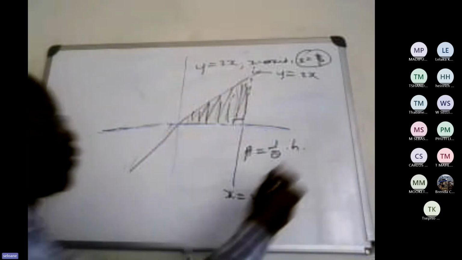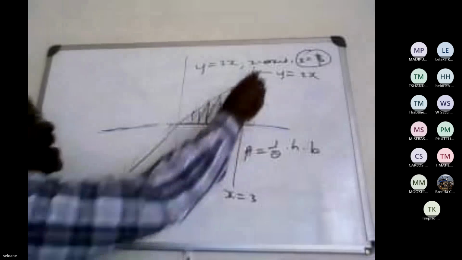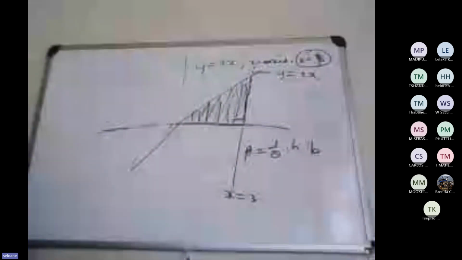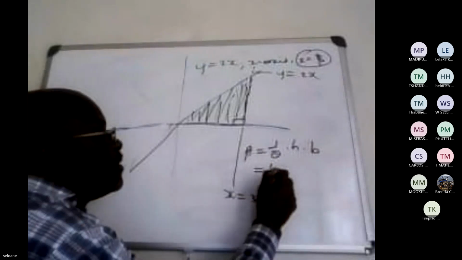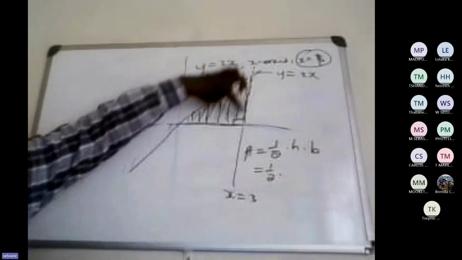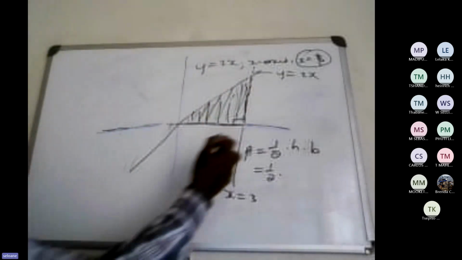And then what now? By the base. And what is the base? This will be the height, and this will be the base. So, which is very simple now. What is the height? Obviously, it will be from here to here. Therefore, it will be y from here to here. Don't forget that. What is x?